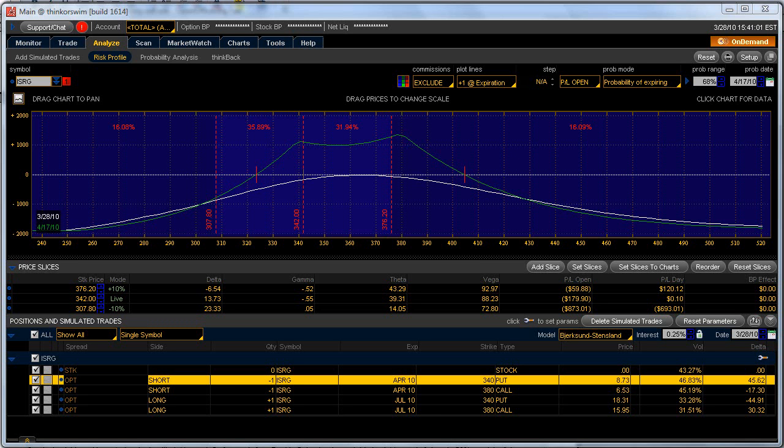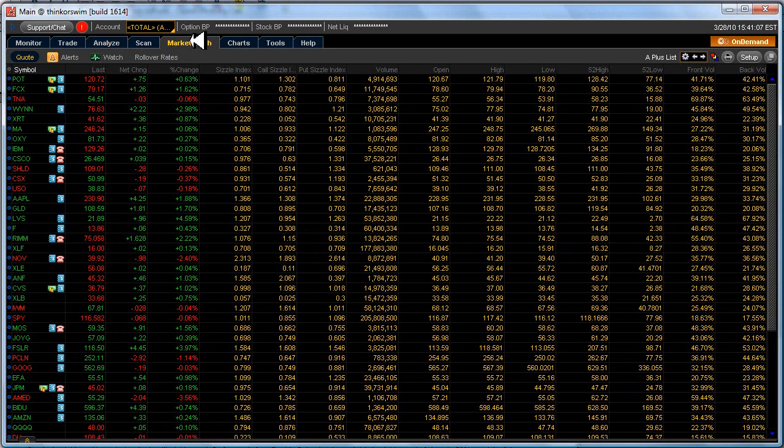And one of the ways that I look for candidates is I select this Market Watch tab up here on the Thinkorswim platform, and what you see here is what I call my A plus list, which is the list where I usually, 99% of the time, make my option plays off of the stocks that are in this list.